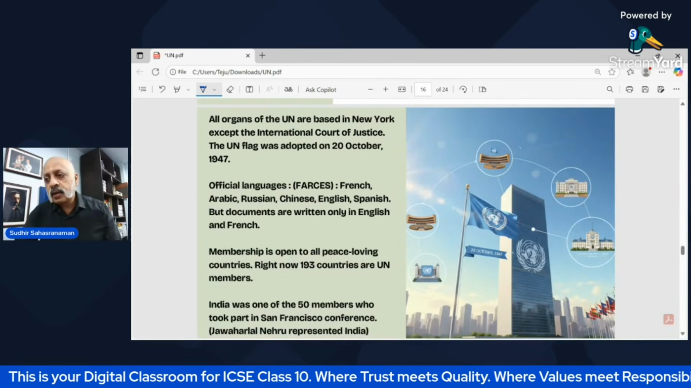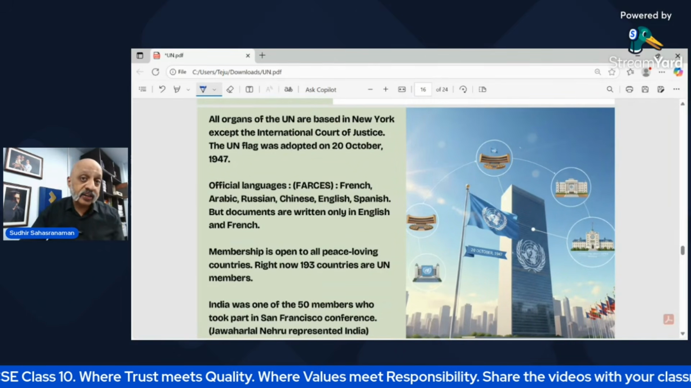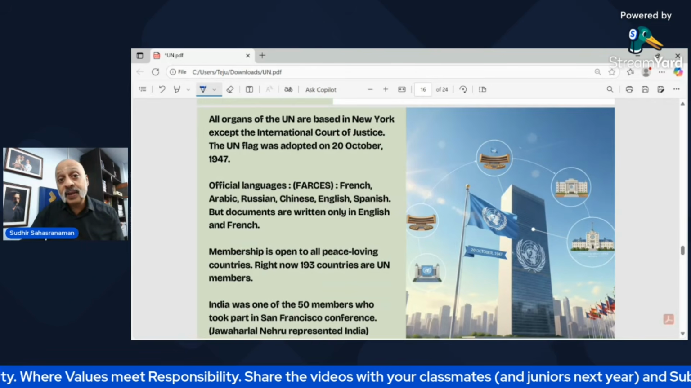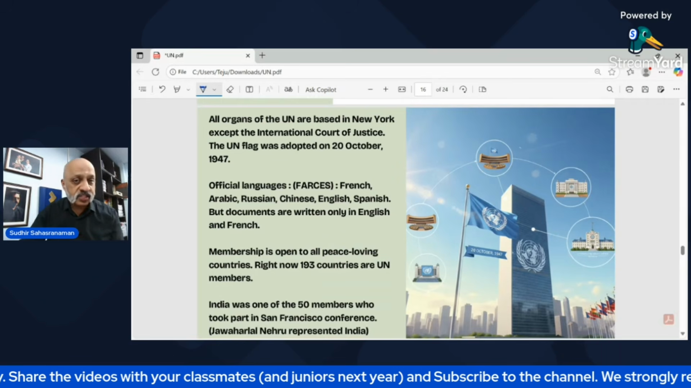Now, then you just need to know a few aspects. For example, all the organs of the United Nations are based in New York, except for the International Court of Justice that is based at The Hague in the Netherlands. Okay, we will study about that.